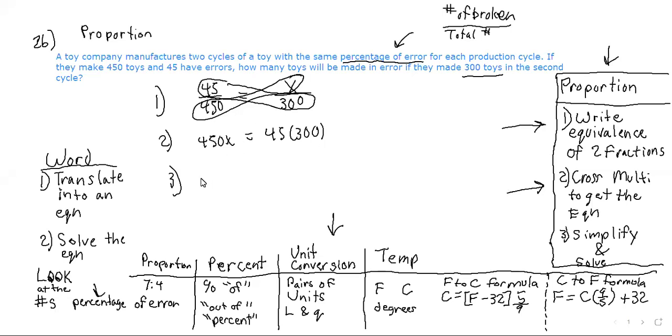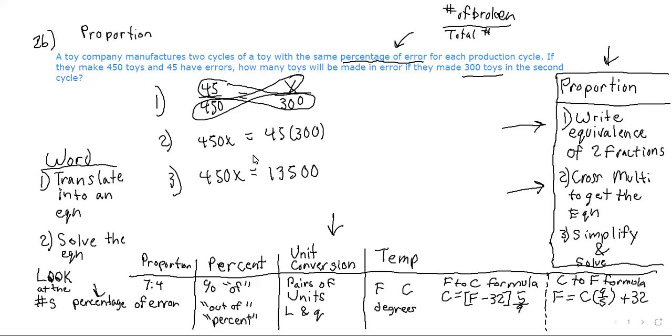Okay, so let's go ahead and do that. So we have 450x. Now we're going to simplify the right side. 45 times 300 is going to give us 13,500. That's the simplified part. And now we solve. Most of us should know how to solve.